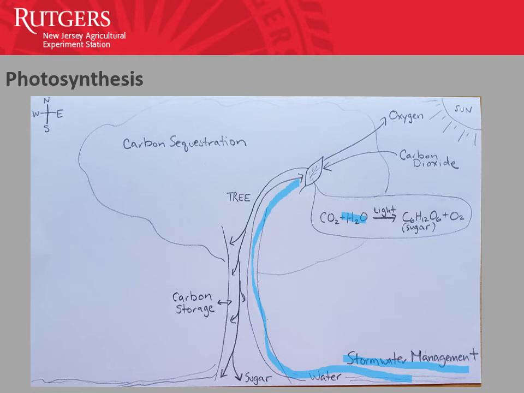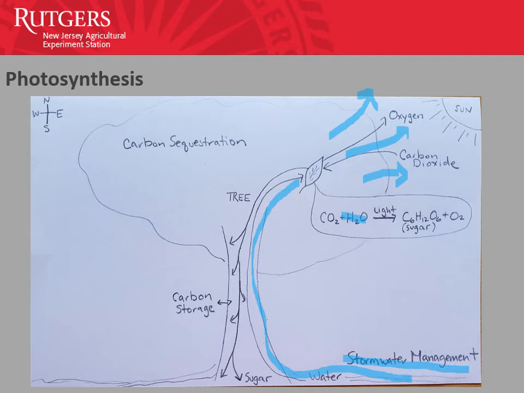Trees are also releasing water vapor into the atmosphere through transpiration. So water is being used in photosynthesis and is also being released out of the crown, out of the leaves, and in addition to drawing water up out of the soil through that process of transpiration, it's also cooling the surrounding area. So that's an additional benefit.